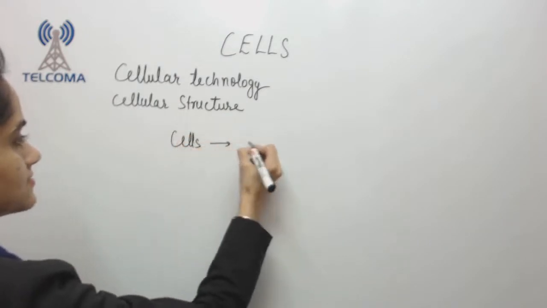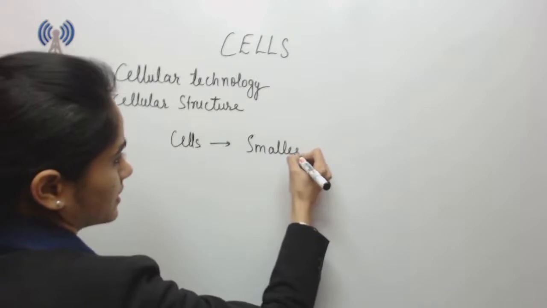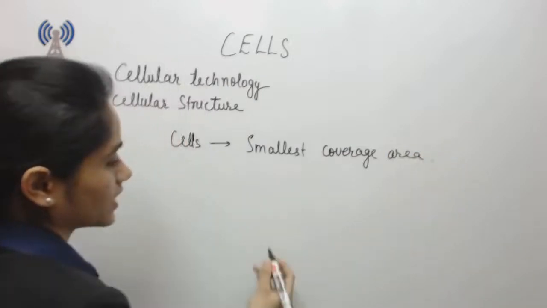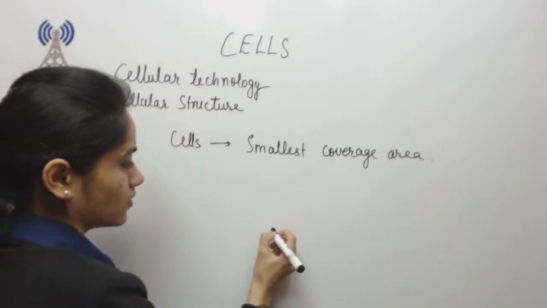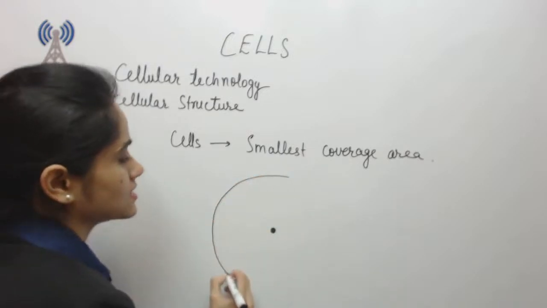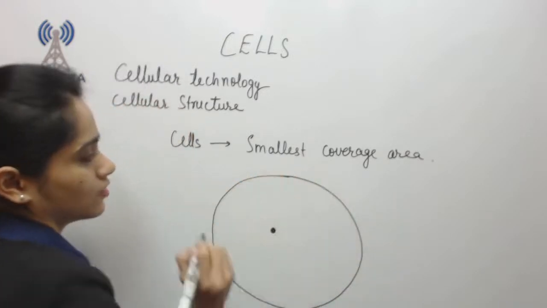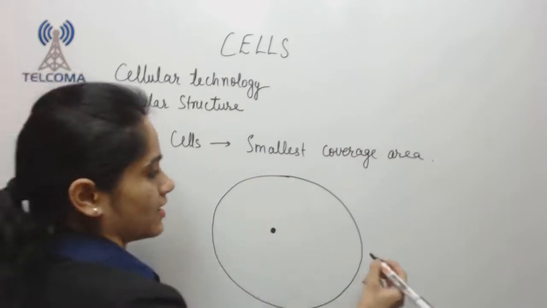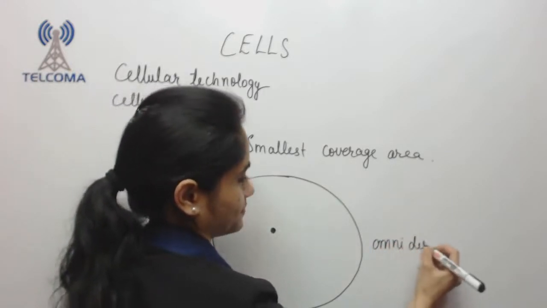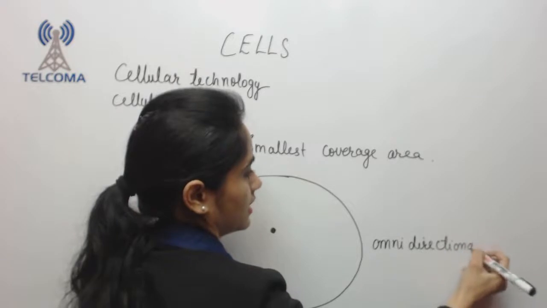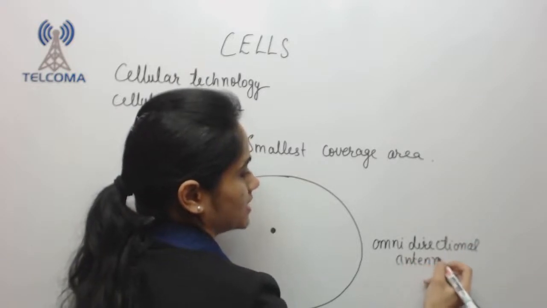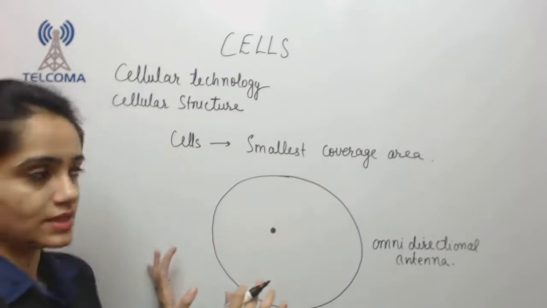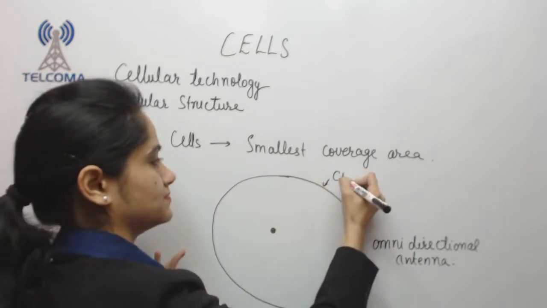What is a cell? A cell is basically the smallest coverage area. So if I have a unit installed over here and this is the smallest coverage area of it, we say that this will form my cell. Suppose I have an omnidirectional antenna. An omnidirectional antenna is basically an antenna which radiates in a complete 360 degrees. So we say that this is my cell.